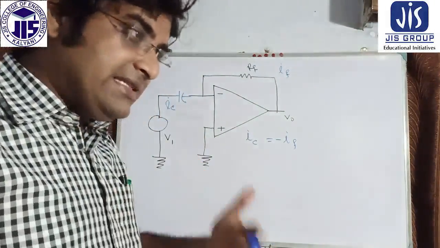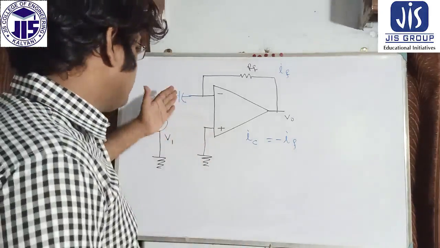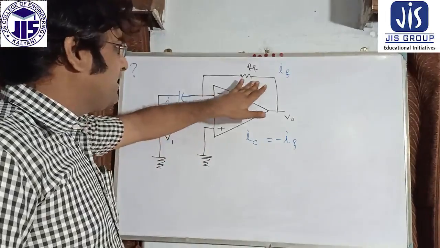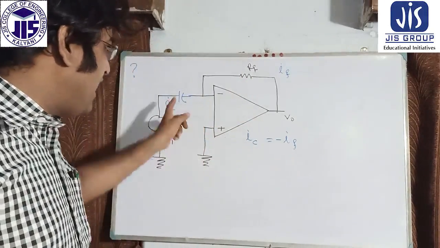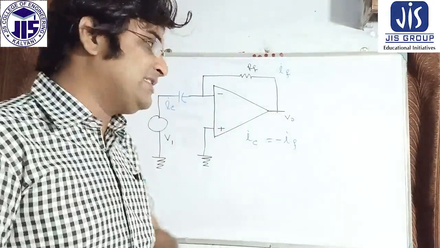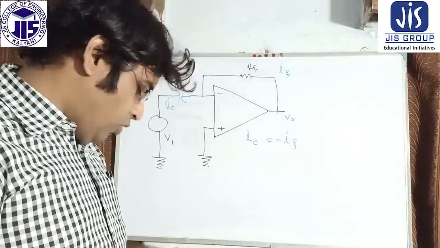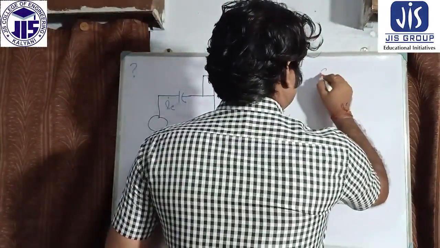As in the inverting amplifier concept, we take the equivalence of this circuit and this circuit, this current and this current. So we just introduced it, and here it is IC, so we have to find out the value of IC.